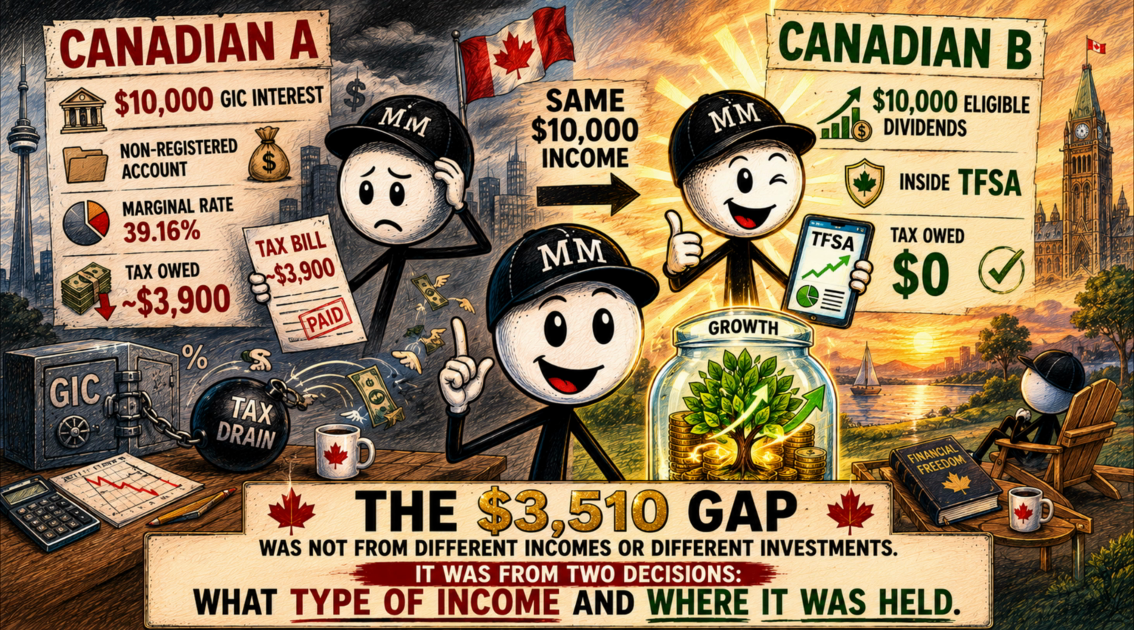Let's come back to where we started. Two Canadians. Both received $10,000 in investment income. Canadian A paid approximately $3,900 in tax. Canadian B paid approximately $390. Now you know exactly what created that gap. Canadian A received $10,000 in GIC interest in a non-registered account, taxed at the full marginal rate of 39.16%. No shelter. No credit. The most expensive form of investment income in Canada, held in the least protected way.